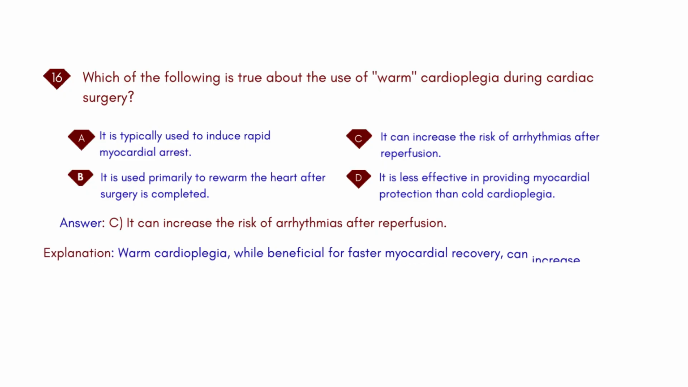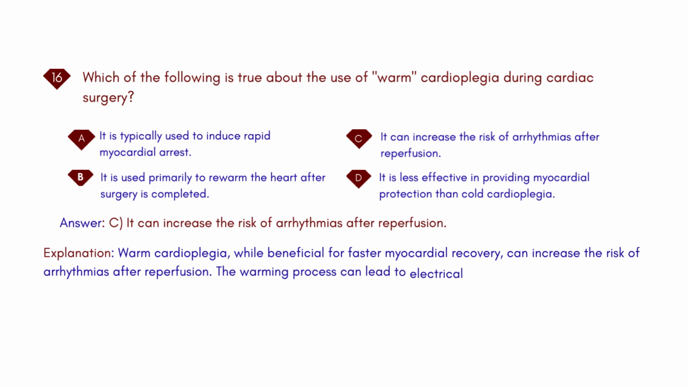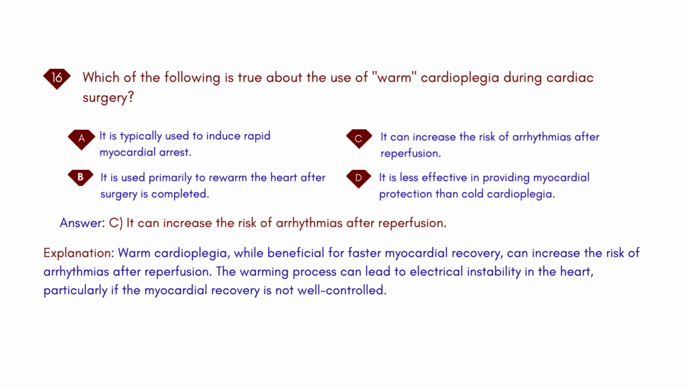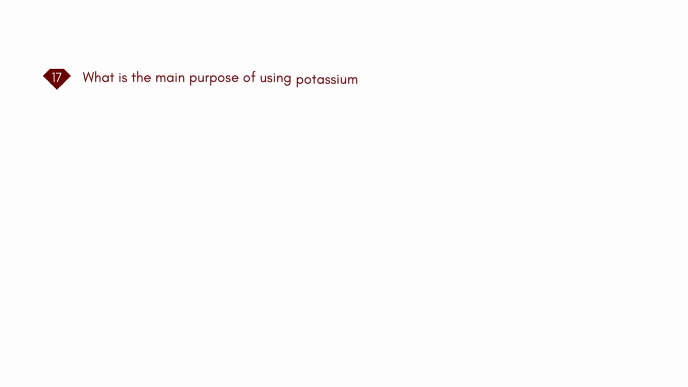Explanation: Warm cardioplegia, while beneficial for faster myocardial recovery, can increase the risk of arrhythmias after reperfusion. The warming process can lead to electrical instability in the heart, particularly if the myocardial recovery is not well controlled. What is the main purpose of using potassium in the cardioplegic solution during cardiac surgery?